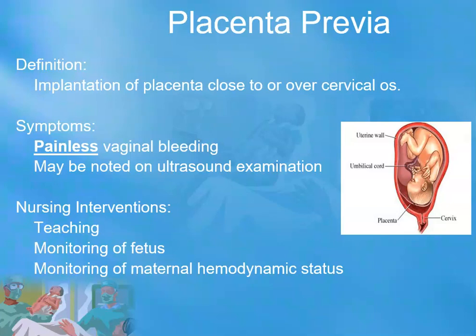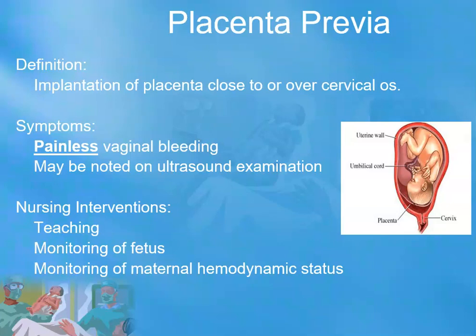It does show up as painless vaginal bleeding, so it's usually bright red. It's painless. They may have some vaginal bleeding or spotting. You can see that it's covering the os on an ultrasound exam. Mom may be on bed rest at the beginning of the pregnancy until that placenta starts to move up away from the cervix, but sometimes it doesn't, and they just have a placenta previa the whole pregnancy.